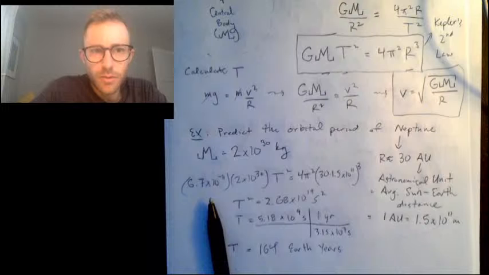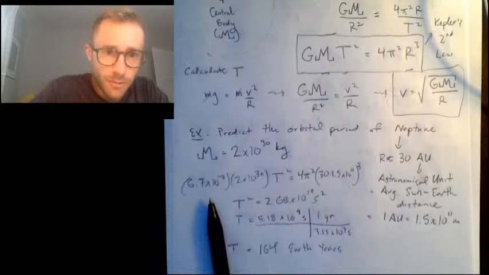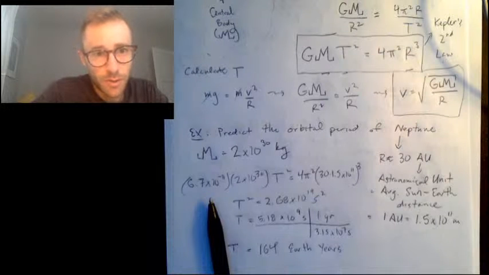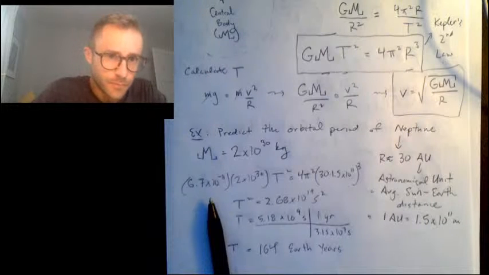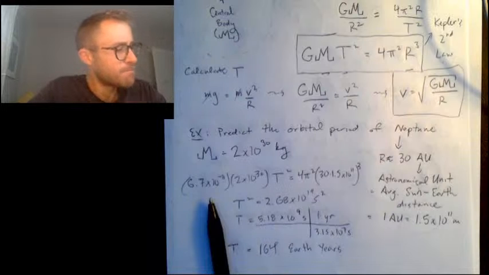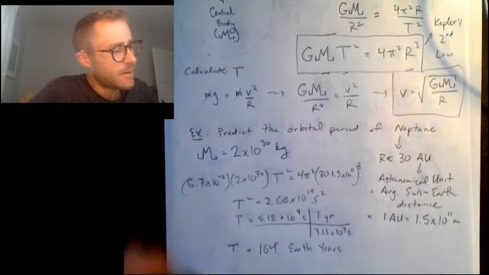So you will live your entire life, and unless there's some miracle drug that's created, you will live your entire life, and Neptune will not even go around the sun one time. All right? In fact, it might not have even gone around the sun one time since it's been discovered. I'm not sure when it was discovered, but that just kind of blows my mind. It's just so lonely out there at 30 AU. All right.